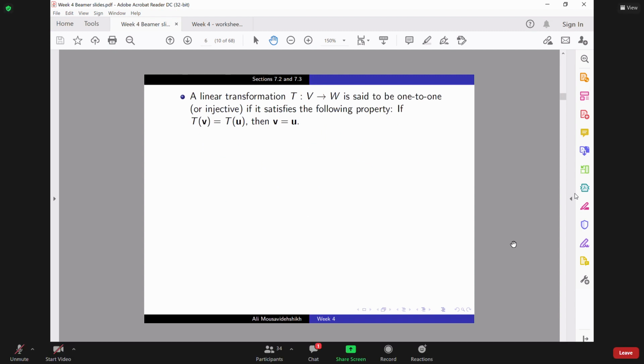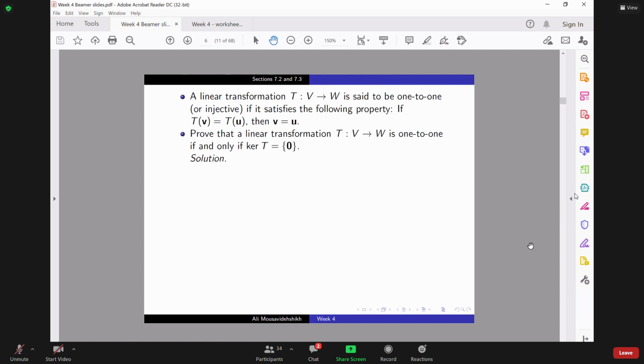A linear transformation T from V to W is said to be one-to-one or injective, and this is something from Math 102 that carries here, if it satisfies the following property: if T of v equals T of u, then v must equal u. In other words, no two distinct inputs will go to the same place under T.